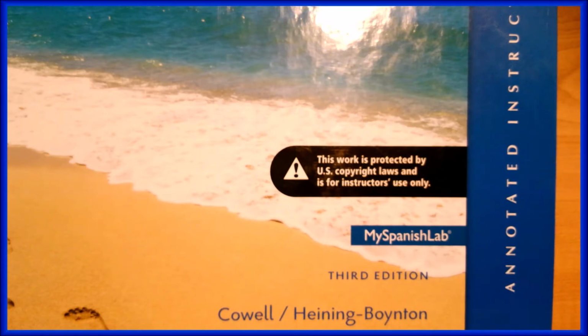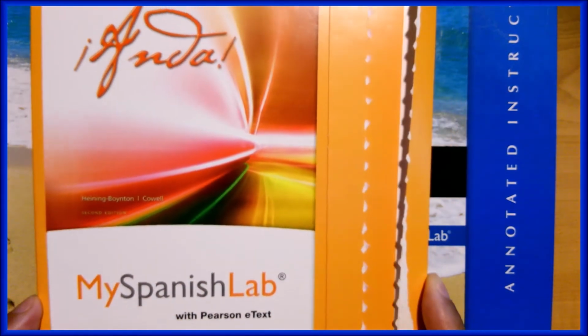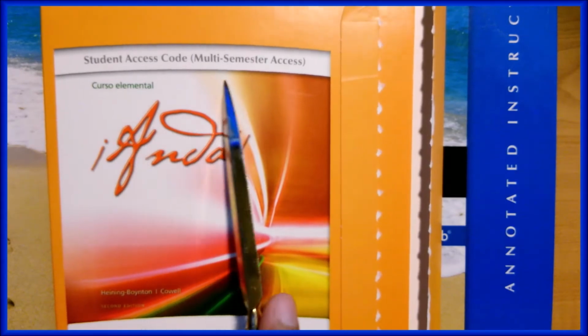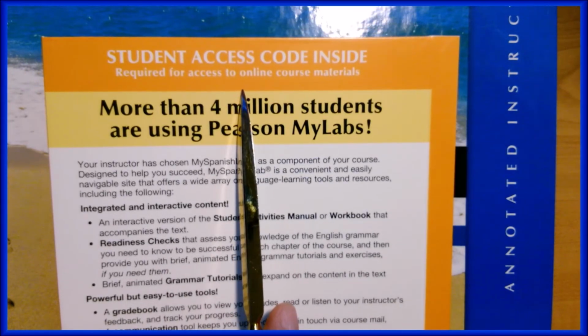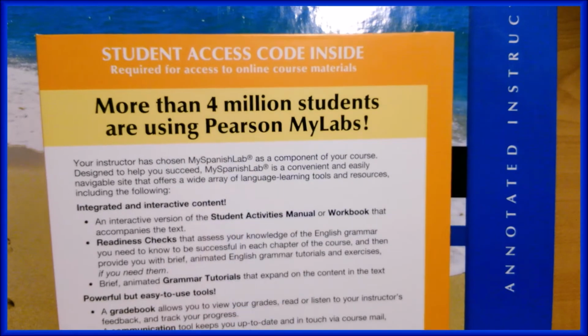For the material we're going to use in the class, you have two options. The first one, if you require to have the textbook, you can get it. And also we need this access code, the student's access code. This is required. This is the most important material we require for this class.